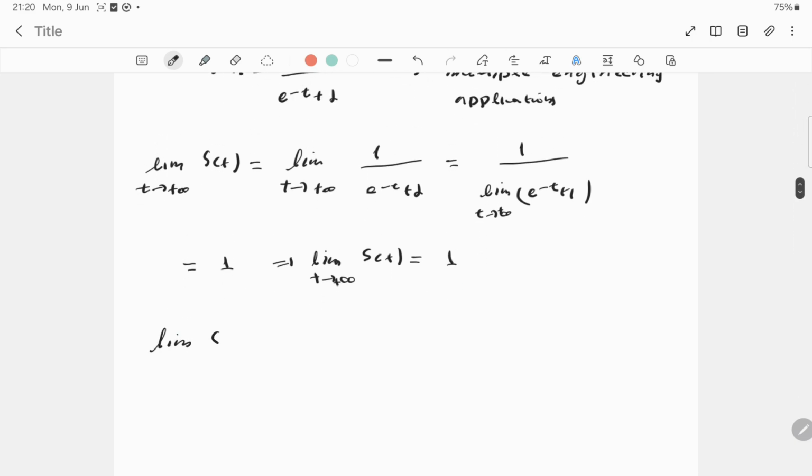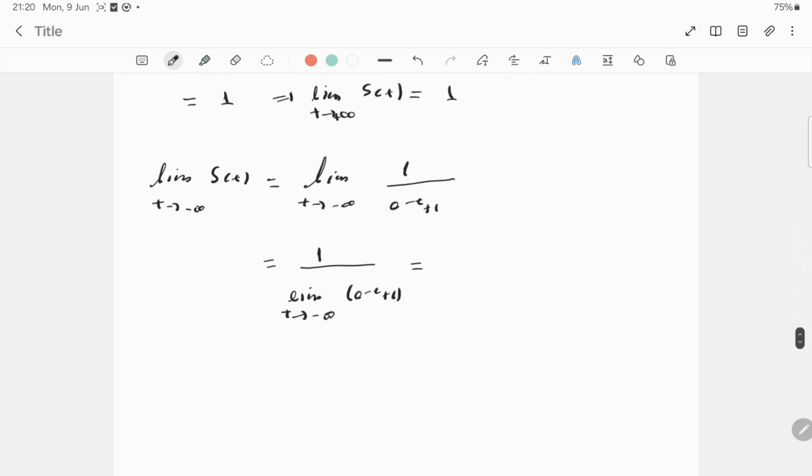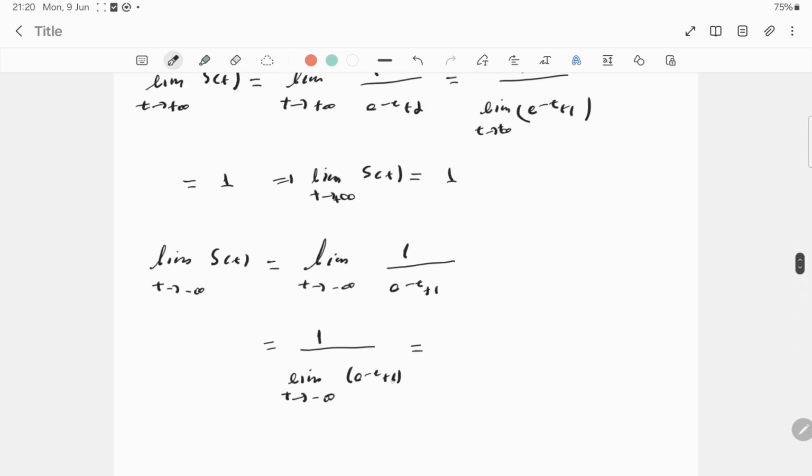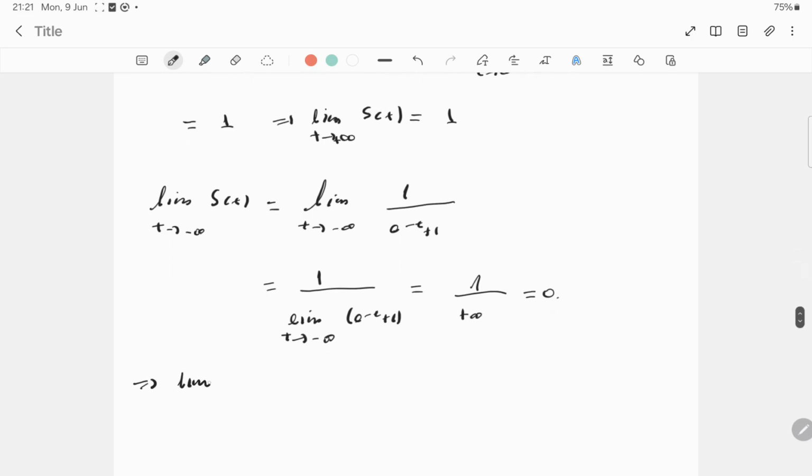And the limit of the function s of t as t grows to minus infinity is the following. One over the limit of the denominator, which means that as t grows to minus infinity, the exponential goes to infinity, so I have 1 over infinity, and this is equal to 0. So as t grows to minus infinity, I go asymptotically to 0.